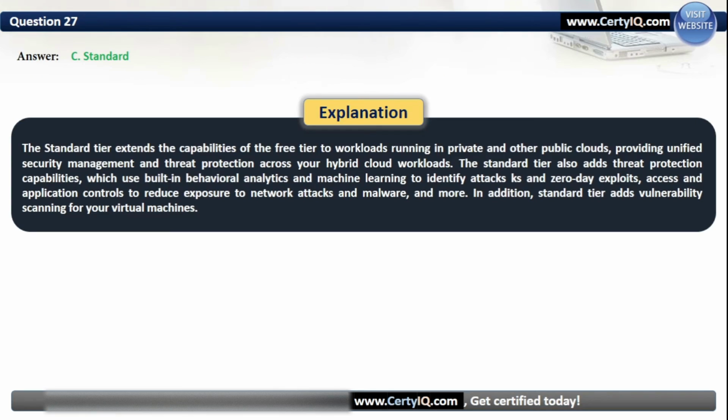Standard. The standard tier extends the capabilities of the free tier to workloads running in private and other public clouds, providing unified security management and threat protection across your hybrid cloud workloads. The standard tier also adds threat protection capabilities, which use built-in behavioral analytics and machine learning to identify attacks and zero-day exploits, access and application controls to reduce exposure to network attacks and malware, and more. In addition, the standard tier adds vulnerability scanning to your virtual machines.